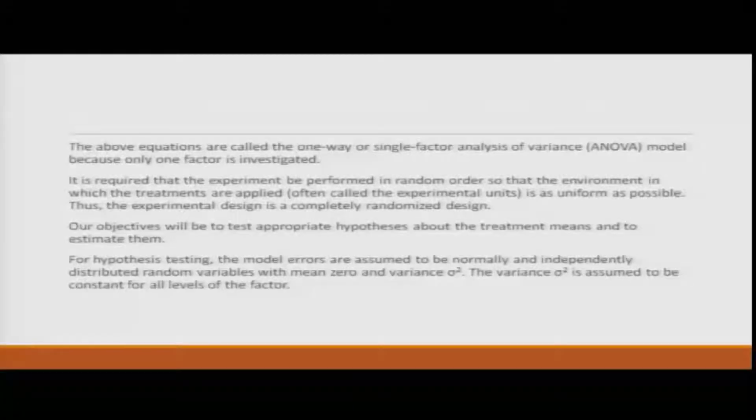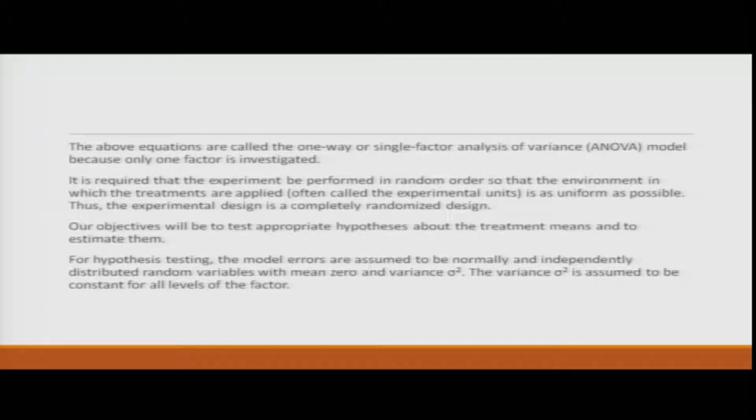The above equations are called the one way or single factor analysis of variance model. Obviously, if there are more variables like i, j, k, they can be two factor models and so on and so forth. Because only one factor is being investigated, it is required that the experiment be performed in random order, so that the environment in which the treatments are applied, often called the experimental units, is as uniform as possible. Thus, the experimental design is completely randomized.